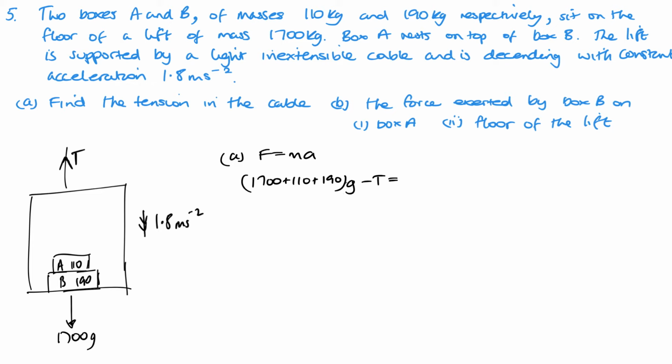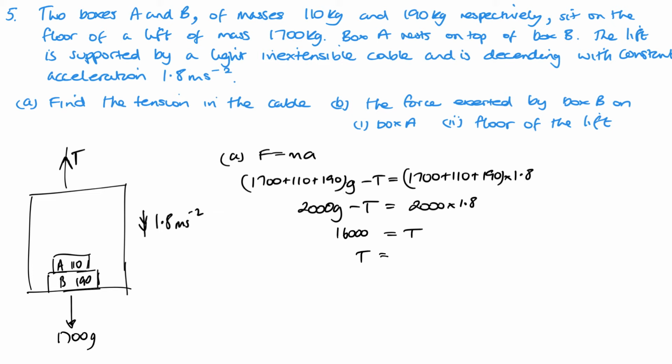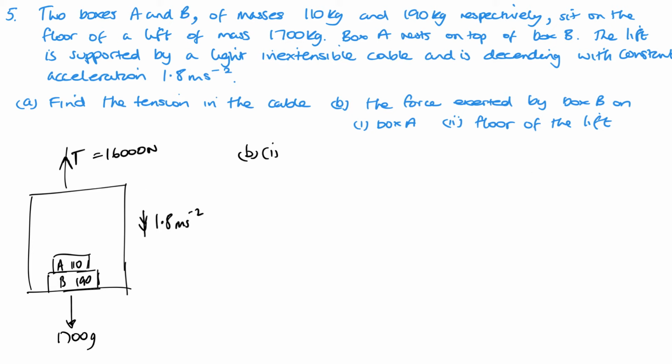Minus the tension equals the same value, my mass times my 1.8. So we've got 2000g minus T equals 2000 times 1.8. So T here is 16,000. Let's turn that around, 16,000 newtons.